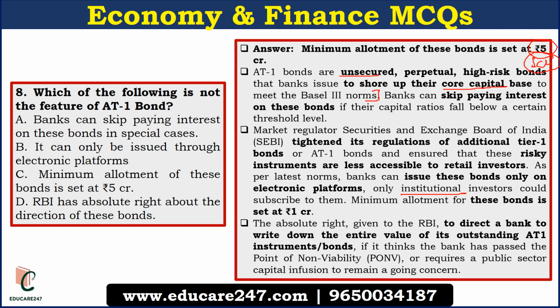RBI has absolute power related to these bonds. They can direct banks to write off the outstanding additional tier 1 bonds, and they can direct banks to stop paying the interest on these bonds. So these are high risk instruments used by banks to increase their core capital base to meet the Basel III norms. This is a very important concept, and this is very much in news because of Yes Bank's additional tier 1 bonds. So remember that it can be asked during the examination.